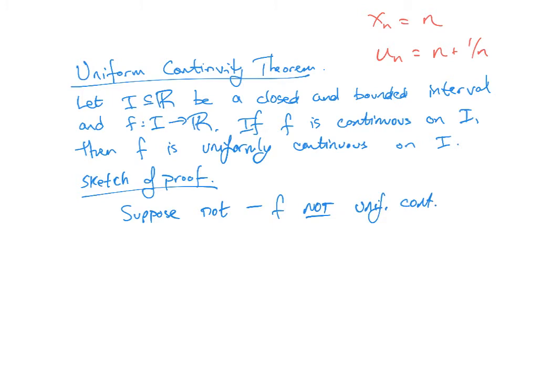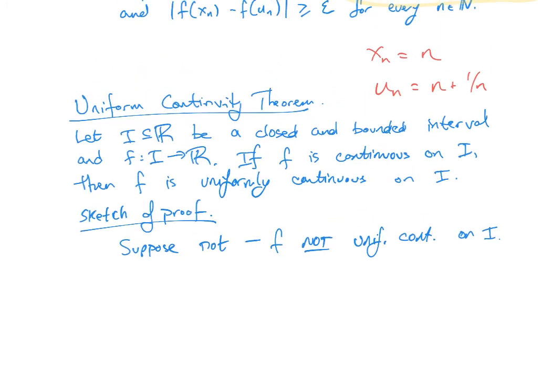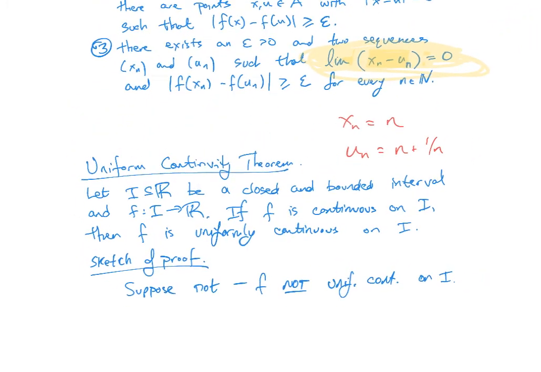Uniformly continuous, those are two relatively long words. You will frequently see me write just this abbreviation. You're welcome to do that as well. Okay. Okay, so suppose F is not uniformly continuous on I. Well, we got this theorem up here. We're going to use part 3.